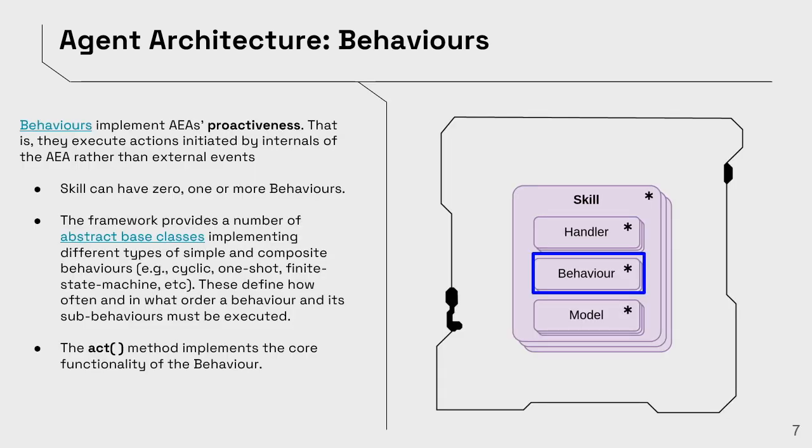The next important component within a skill is the behaviors. Behaviors implement the proactive actions of the skill, that is, actions that don't require any external input to be triggered. A skill can have 0, 1, or more behaviors. There are a number of abstract base classes implementing different types of simple and composite behaviors. We will review this in the next slide. The act method is the main method of the behavior where the action must be implemented.